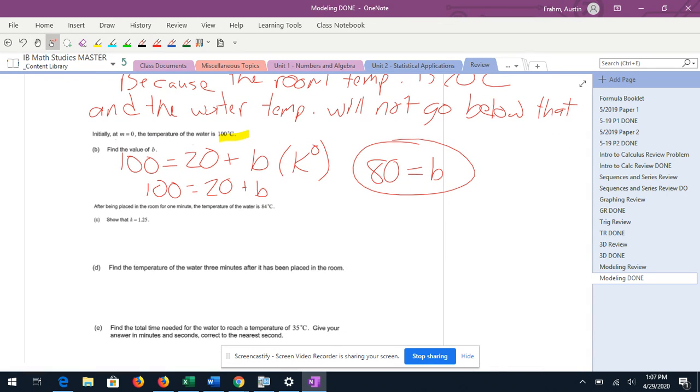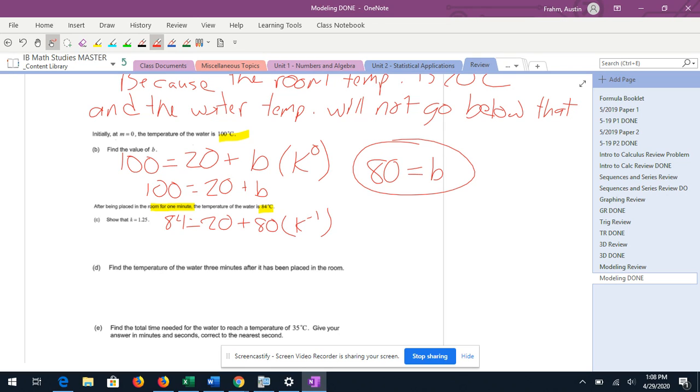Moving on, it says after being placed in the room for 1 minute, the temperature of the water is 84 degrees Celsius. Show that K equals 1.25. All right, so now here they tell us the temperature, or T, is 84. They tell us the time is 1 minute, and that's our M value. And so now that we know B and we know A, we can plug all these numbers in and solve for K. So the initial equation should be 84 equals 20 plus 80 times K to the negative first power.